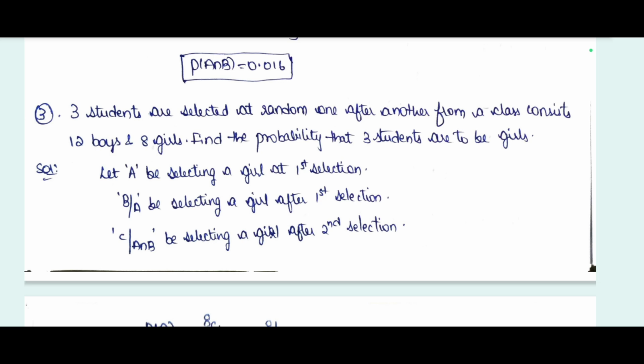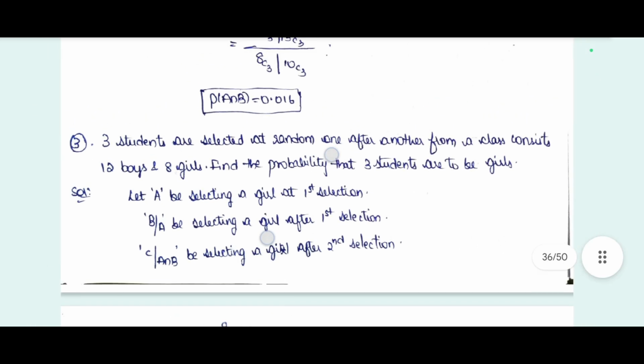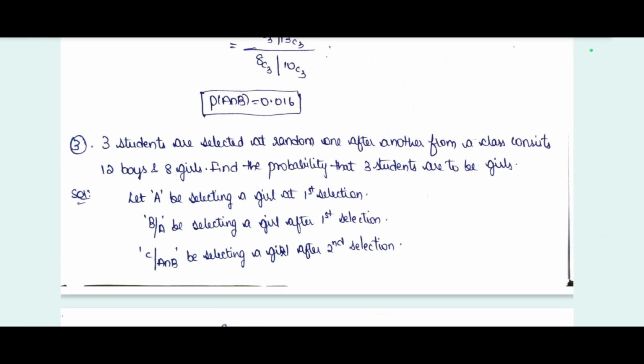Next, 3 students are selected at random, one after another, from a class consisting of 12 boys and 8 girls. Find the probability that all 3 students are girls. Let A be selecting a first girl, B given A be selecting a girl after the first selection, and C given A intersection B be selecting a girl after the second selection.